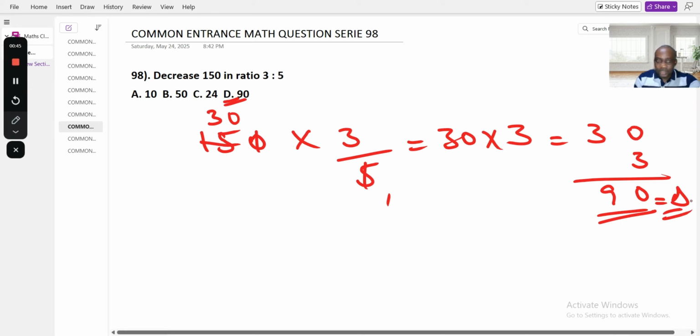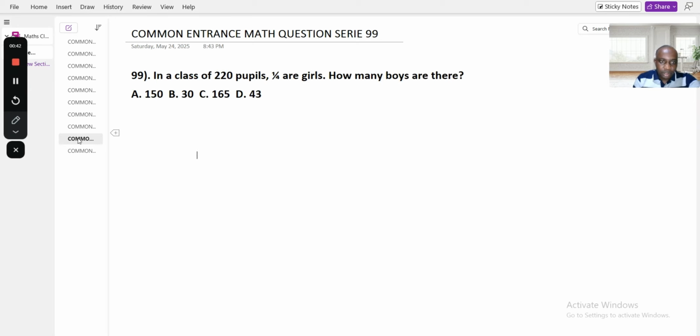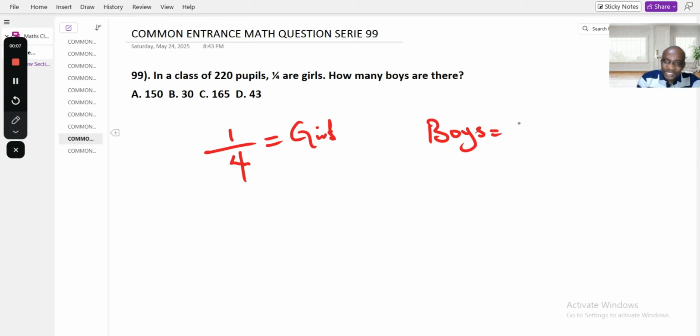Let's move to the next question. In a class of 220 pupils, 1 over 4 are girls. How many boys are there? If the question gives you something like this, that 1 over 4 are girls, it means that the other gender we have is boys. Therefore, for the boys, you are going to have 4 minus 1, 3. It means that the boys will be 3 over 4.